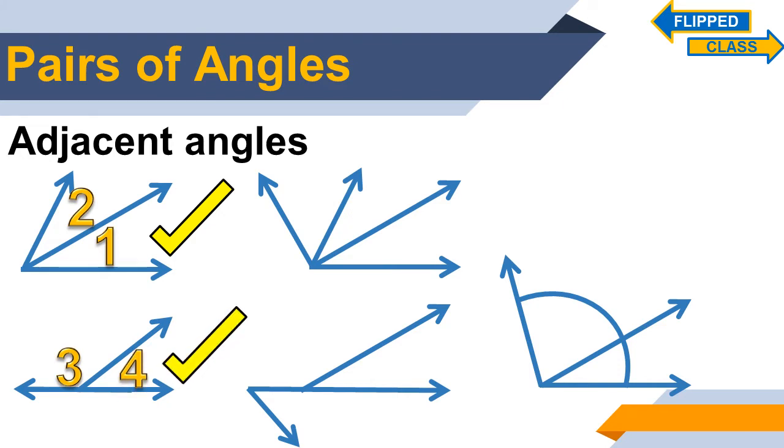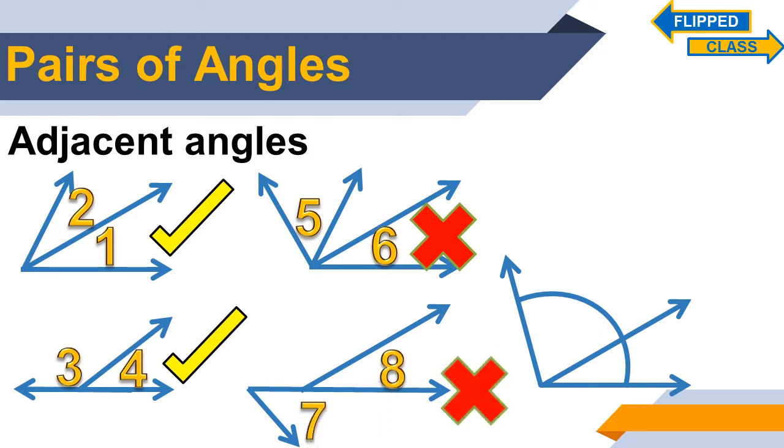However, angles 5 and 6 are non-adjacent angles. Same thing is true with 7 and 8 as non-adjacent angles. And we have here the last one, angles 9, and the bigger angle 10 are also non-adjacent angles. In 20 seconds, define adjacent angles. Go.